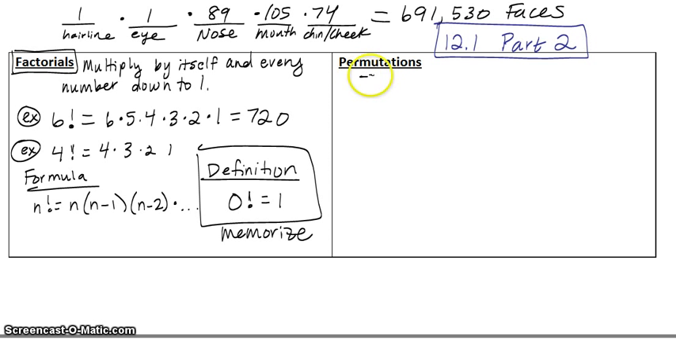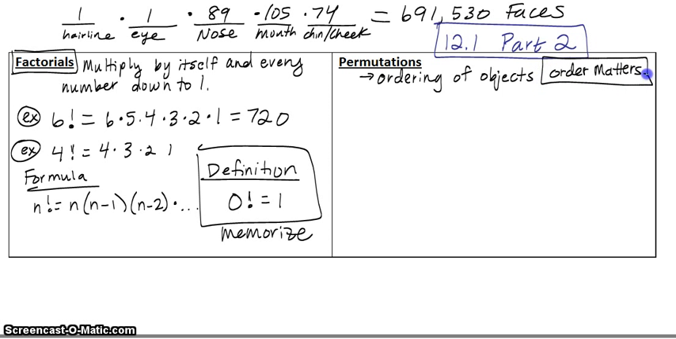So a general definition of permutation is an ordering of objects. The key word that you want to think about when you think permutations is that order matters. Order matters is the key word you want to think about. So here's what I mean by ordering objects.